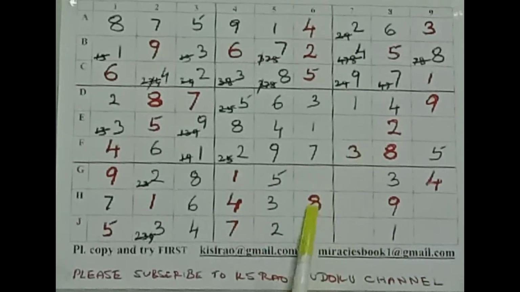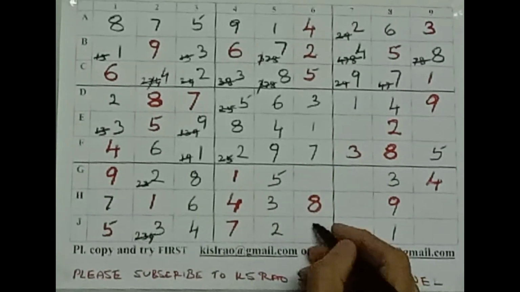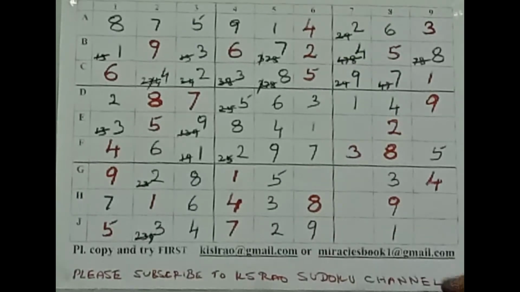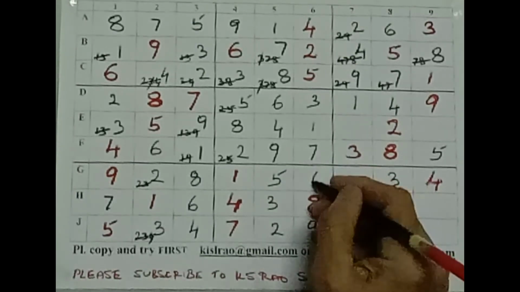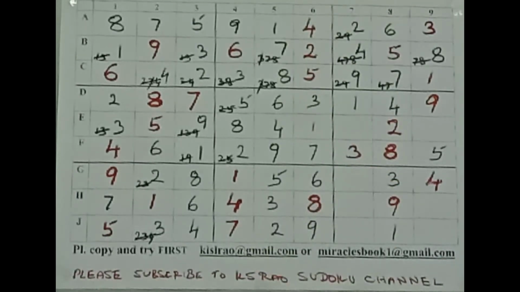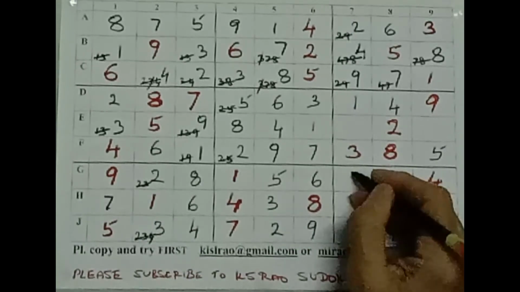Okay. And then what about these 2 places now? We require 6 and 9. 9 is there. So let us write our 9 here and 6 here. This box also is full. Now what is remaining? Only some fun. Okay, this row G has got only one vacancy. That is for 1, 2, 3, 4, 5, 6, 7 is required. Let's write that 7 there.